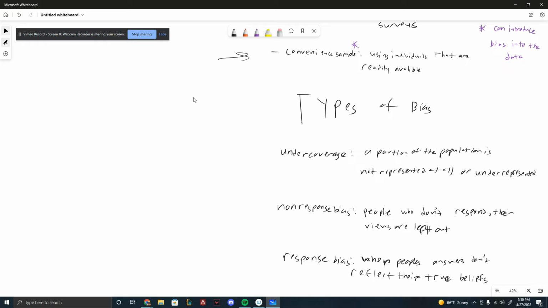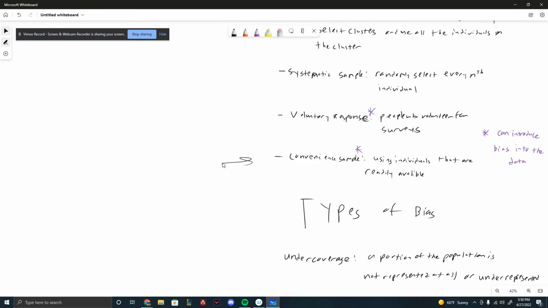Like maybe they won't even take the time to respond, right? And then let's say there's someone like, "Oh, I hate physics, I have to respond to this," right? It's only when extremists kind of answer. So that's kind of what happens with voluntary responses and convenience samples also.